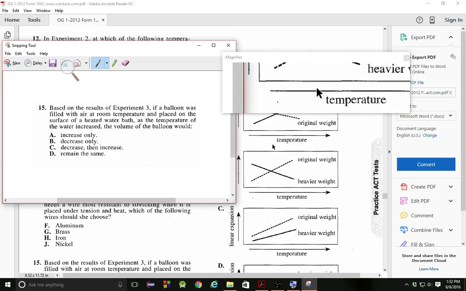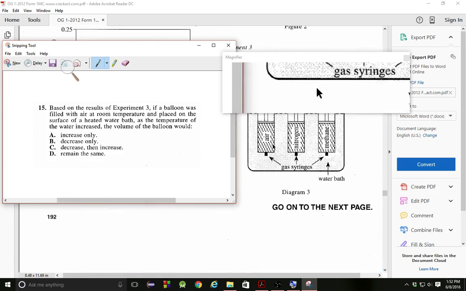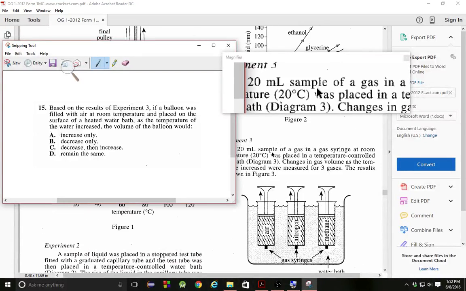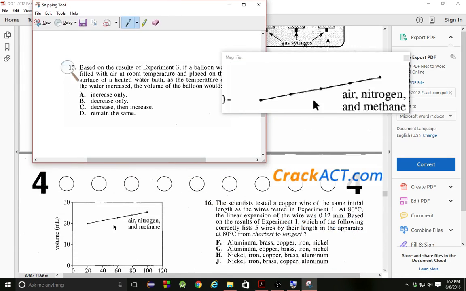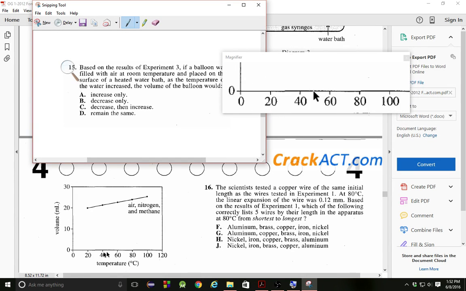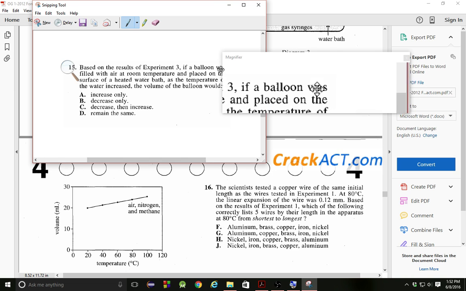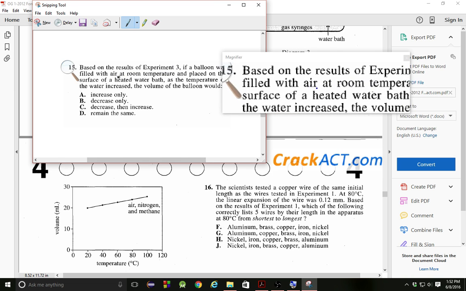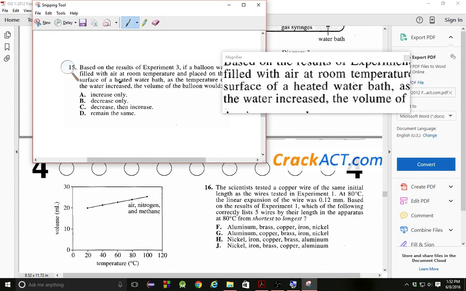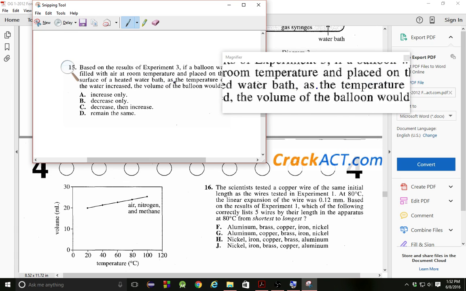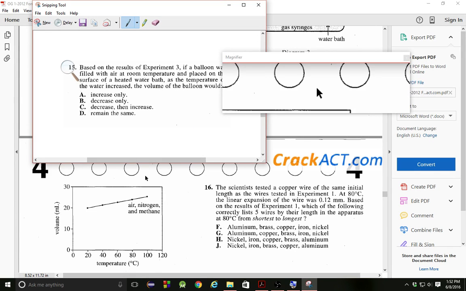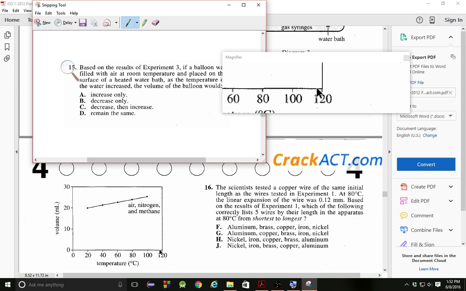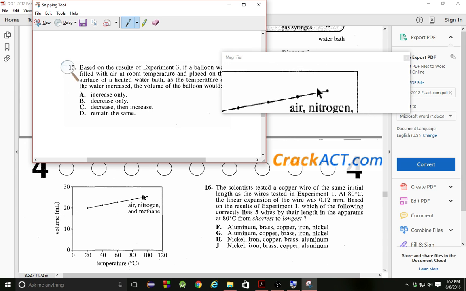Okay, let's look at this. Experiment 3. Based on the results of experiment 3, which is given on this graph right here, if a balloon was filled with air at room temperature and placed on the surface of a heated water bath, as the temperature of the water increased, the volume of the balloon would. Well, as the temperature increases, the volume also increases.